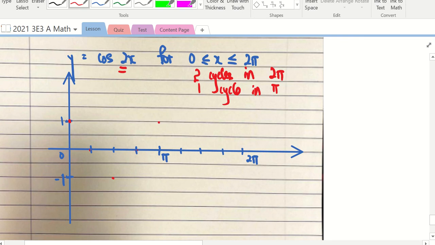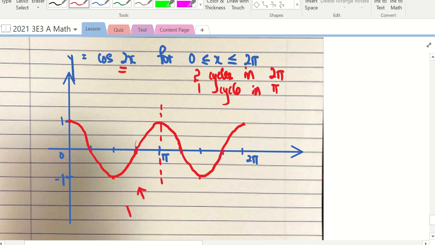This is 1 full cycle, correct? Haven't finished, because we need to draw until 2 pi. So, back to 0, -1, back to 0, back to the maximum. Then I start to draw. Then we have 2 cycles already. In case you can't see, I draw a dotted line, but not for you. You don't need to draw.